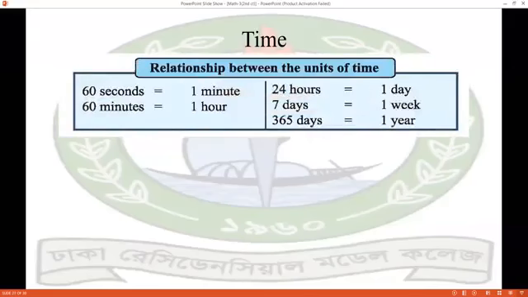The relationship between the units of time we have to remember for conversion. We know 60 seconds is equal to 1 minute, and 60 minutes is equal to 1 hour. We know 24 hours is equal to 1 day, 7 days is equal to 1 week, and 365 days is equal to 1 year. We have to remember these for conversions: second to minute, minute to hour, hour to day, day to week, or 1 year. So you have to remember it.